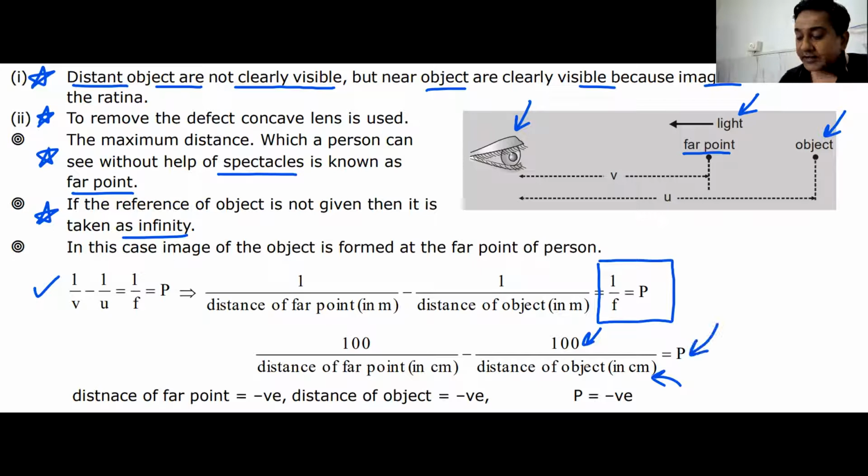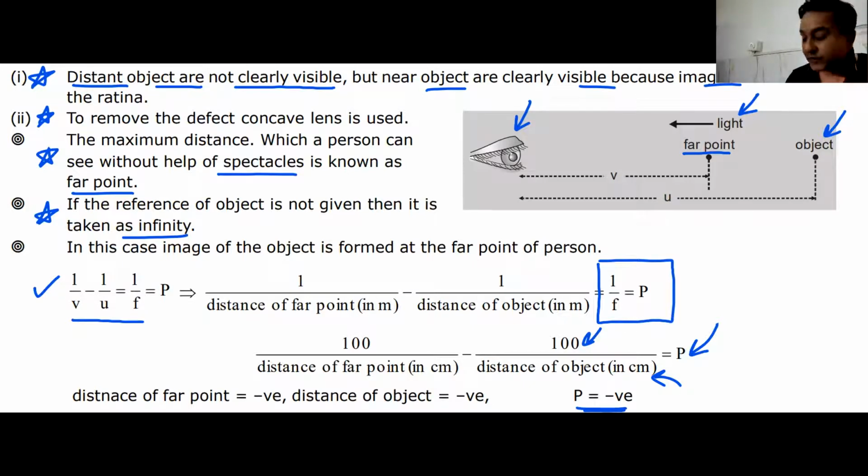From here, you will get the power, depending on what focal length of the lens you use. Since you are using a concave lens, the focal length would be negative, and therefore the power of the lens that you will use will be negative. Are you getting my point? How do I get the power of the lens in case of short-sightedness?